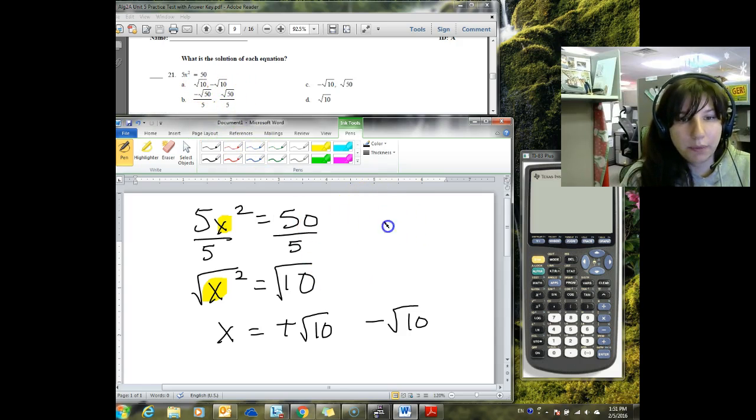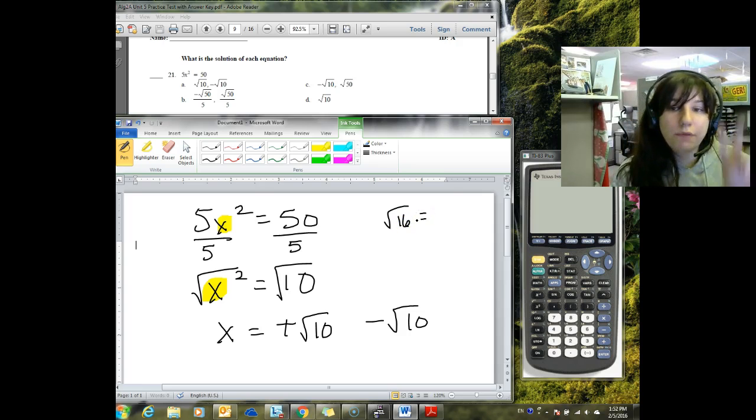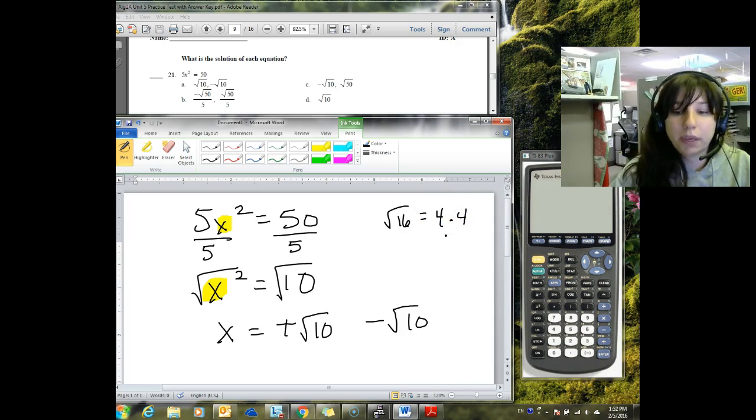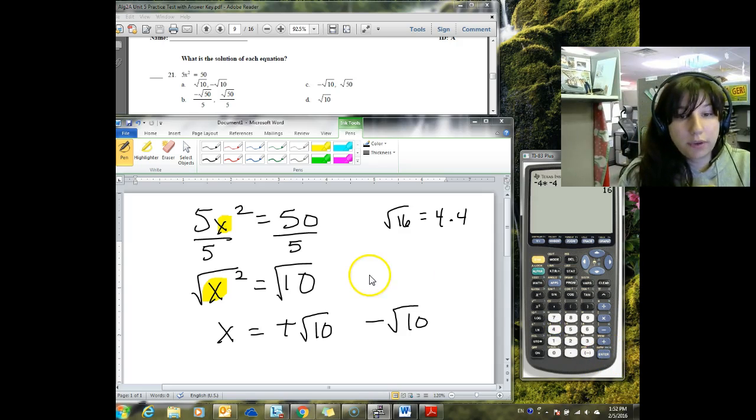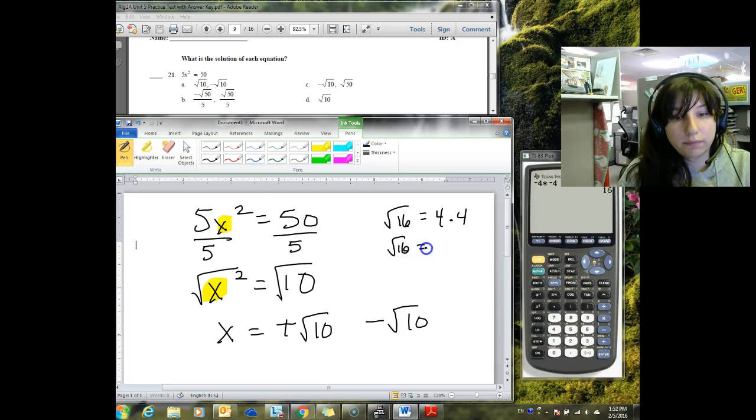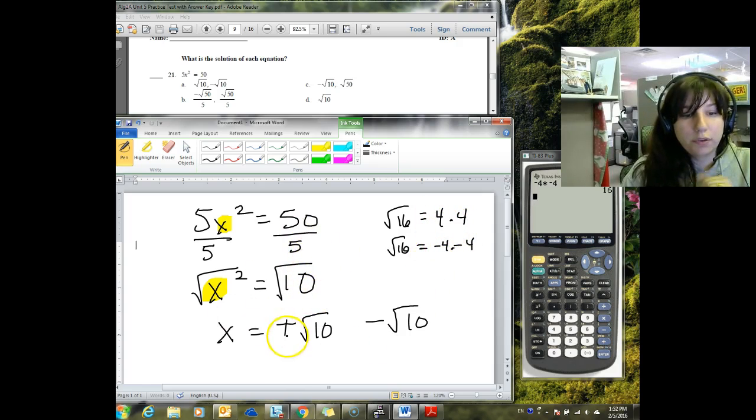Why is that? Well, let's look at an example. Let's say square root of 16. That's asking me what times itself twice gives me 16. Well, 4 times 4 gives me 16. But you know what? So does negative 4 times negative 4. That also gives me a positive 16. So the square root of 16 has two answers, negative 4 and positive 4. Same thing here, square root of 10, you have a plus and minus for your answers.